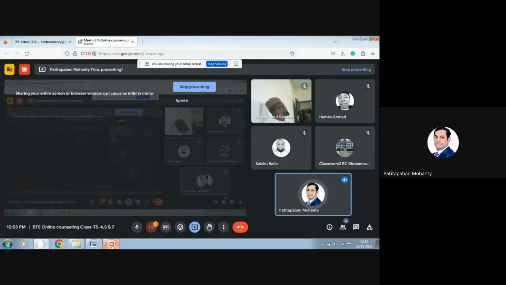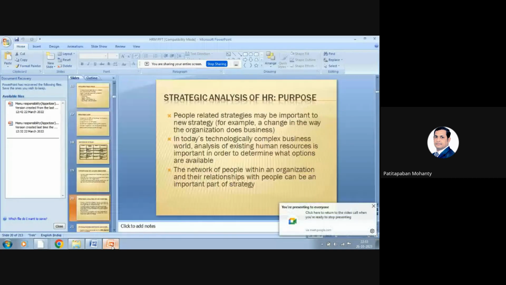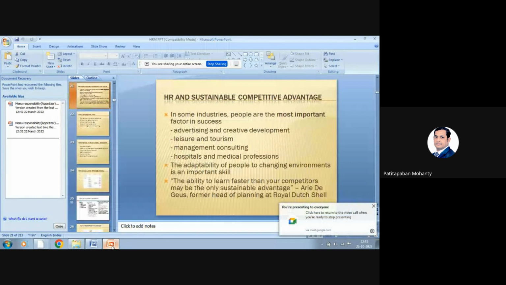Then, we'll go to the next slide. HR and sustainable competitive advantage. Yes, competitive advantage is nowadays a lifeline of every organization. And again, after that, sustainable competitive advantage. What is that sustainable competitive advantage?